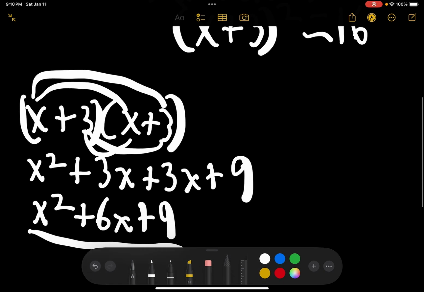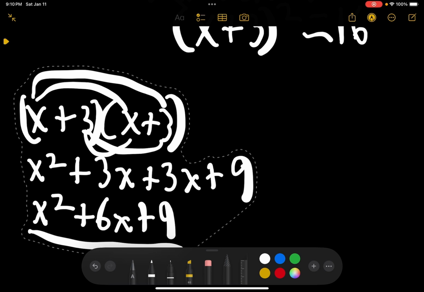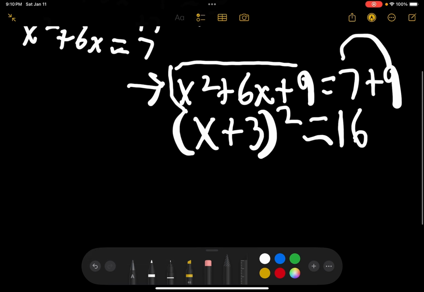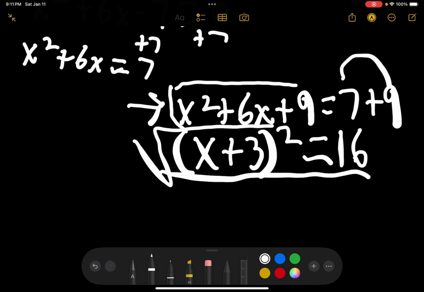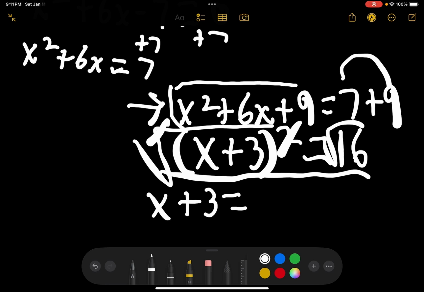So I'm going to erase this. So y'all seen that. Okay, so we're back to here: x plus 3 squared equals 16. So to get this squared away, we have to square root it. So we're going to square root this, and then we're going to square root this. This square root gets rid of this squared right here. So this cancels out, leaves us with x plus 3 equals plus or minus the square root of 16.